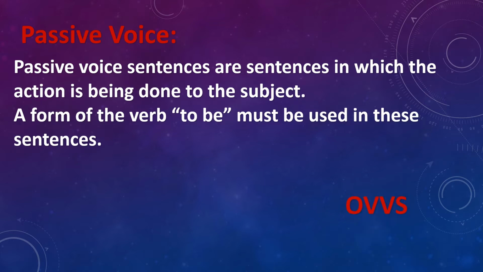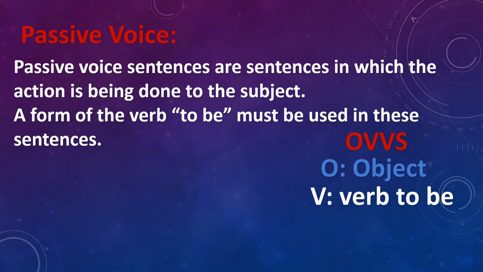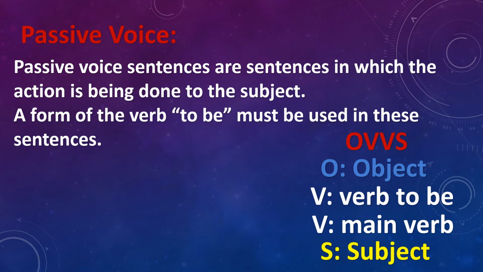Okay, the passive voice sentences are marked by OVVS. O for the object and V for verb to be, because verb to be must be used in these sentences. We should use verb to be in the passive voice sentences. And the other V for the main verb, the action itself, and the S for the subject. So the passive voice is marked by, again, OVVS.